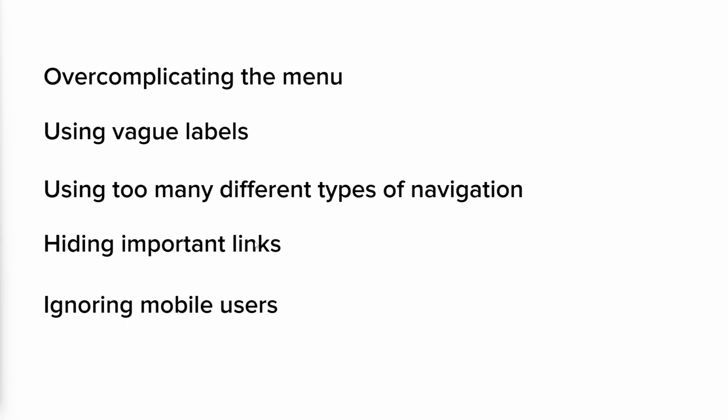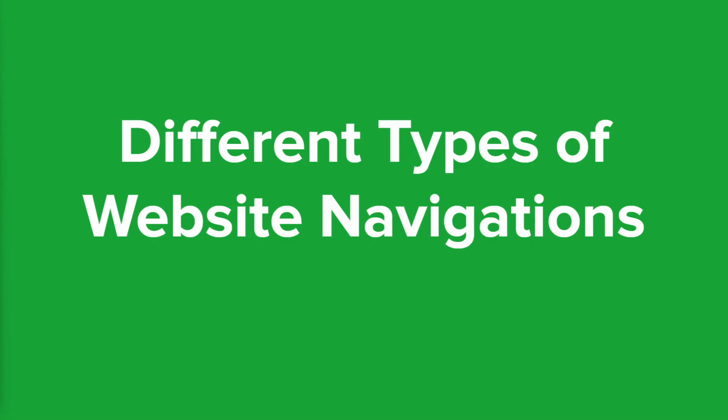And most importantly, do not ignore your mobile users. With more and more people accessing websites on mobile devices, it's important to design your navigation system with mobile users in mind and at the forefront. Make sure that your navigation menu is easy to use on small screens and that links are spaced out enough to avoid any accidental clicks. By avoiding these common pitfalls, you can design an organized and effective website navigation system that makes it easy for users to find the information that they need on your site.